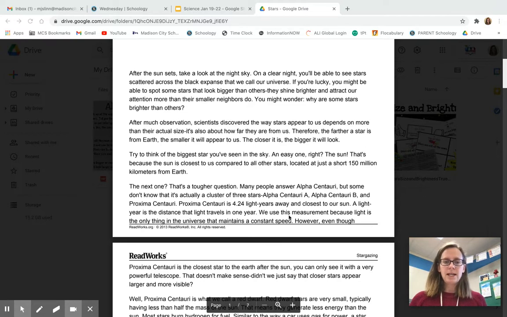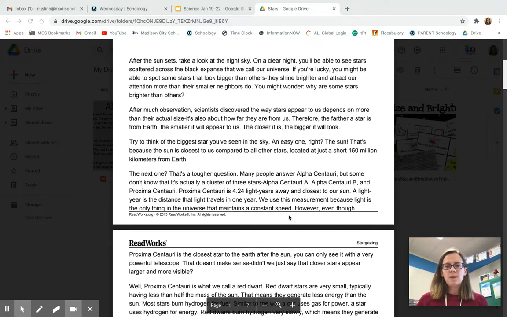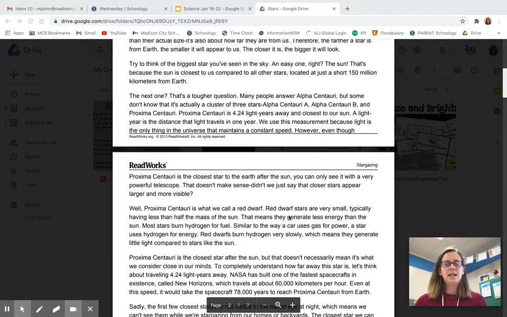Proxima Centauri is 4.24 light years away and closest to our sun. A light year is the distance that light travels in 1 year. We use this measurement because light is the only thing in the universe that maintains a constant speed. However, even though Proxima Centauri is the closest star to the Earth after the Sun, you can only see it with a very powerful telescope.